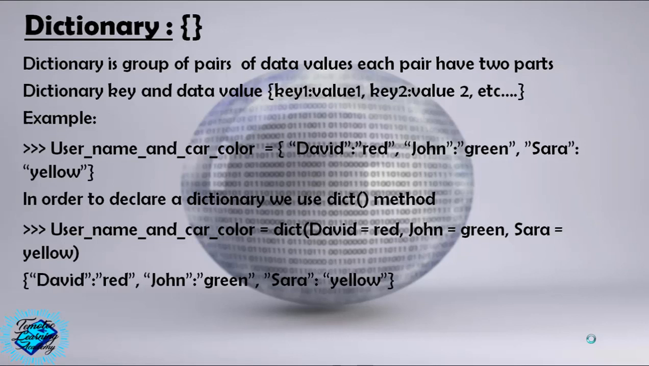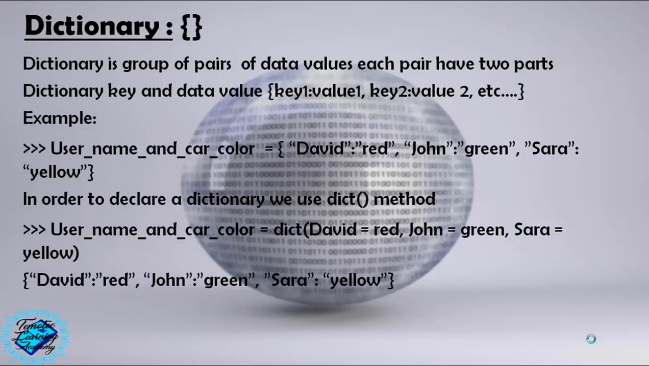A dictionary is a group of pairs of data values. Each pair has two parts: a dictionary key and a data value. K1: value 1, K2: value 2. Example: username and car color equal David: red, John: green, Sarah: yellow.